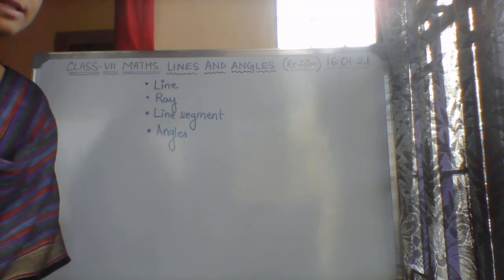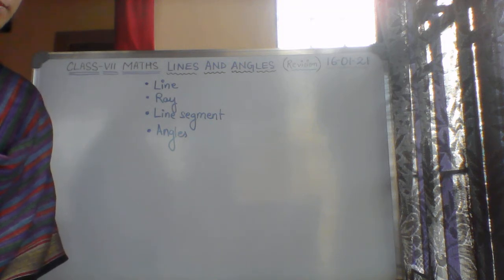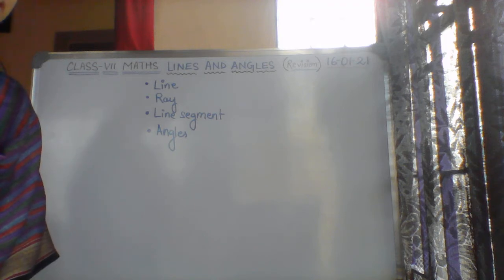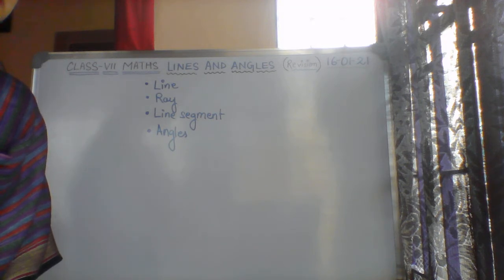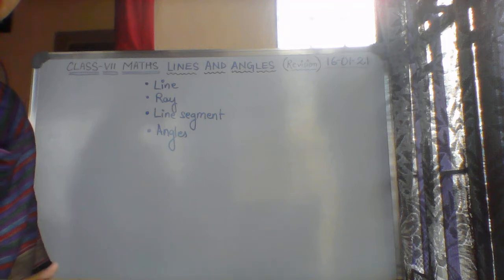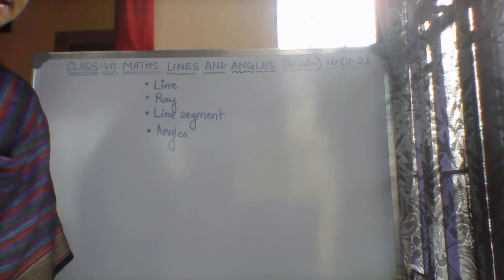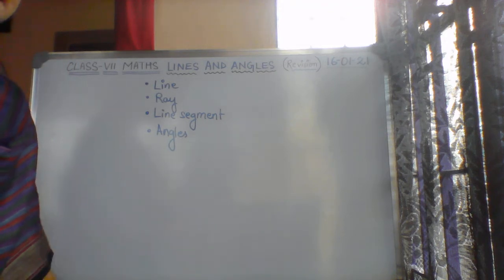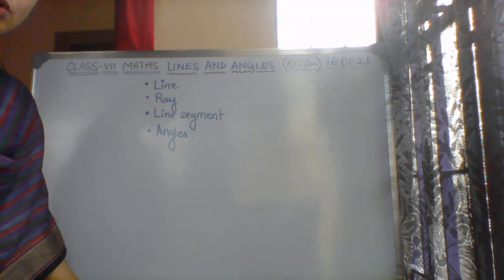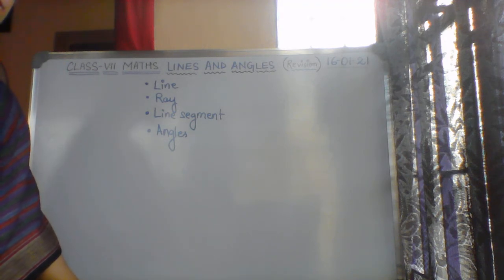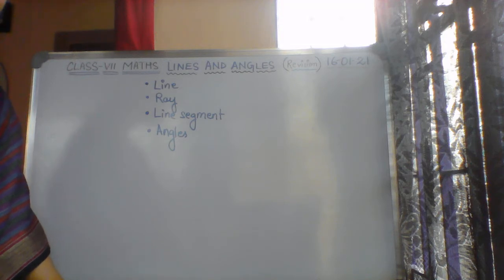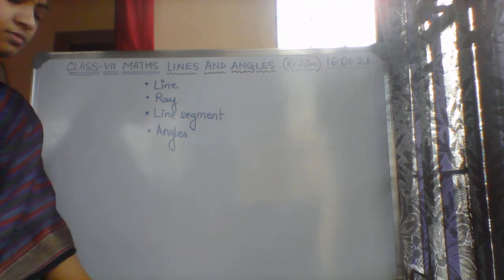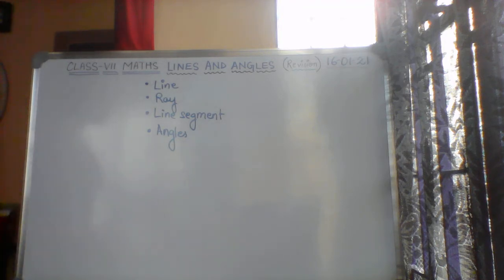If it is less than 90 degree, it will be acute angle. 90 degree, then right angle. Greater than 90 degree but less than 180 degree, then it will be obtuse angle. Straight angle, what is the value? Yes, it is 180 degree. And complete angle, yes, it is 360 degree. Okay, so there are various types of angles.